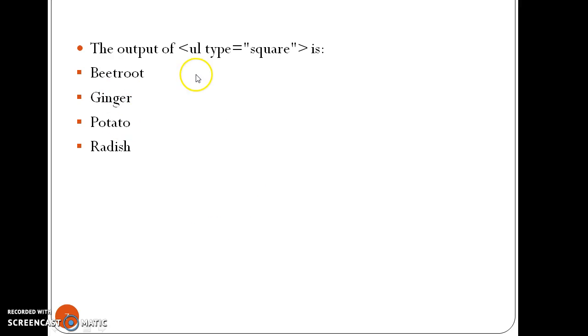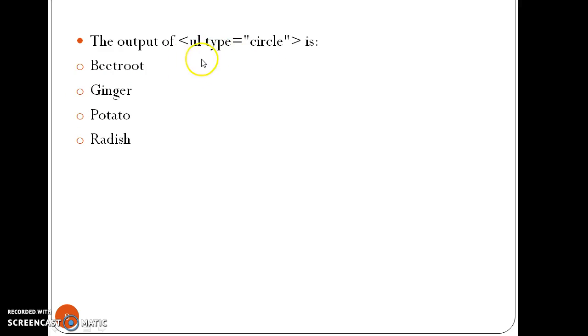Now let us see the output when we use square as a type. This is the output. We get the list of items listed with small square shaped bullets. That is the output when we write the square as a type attribute value. Now this is another output when we specify the circle as a type attribute value. The list of items are listed with the plain circle like this.